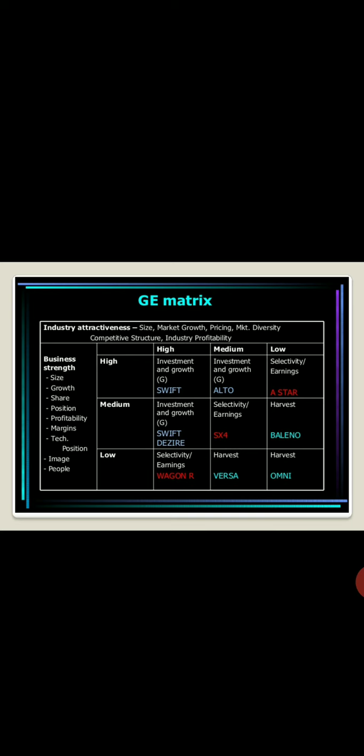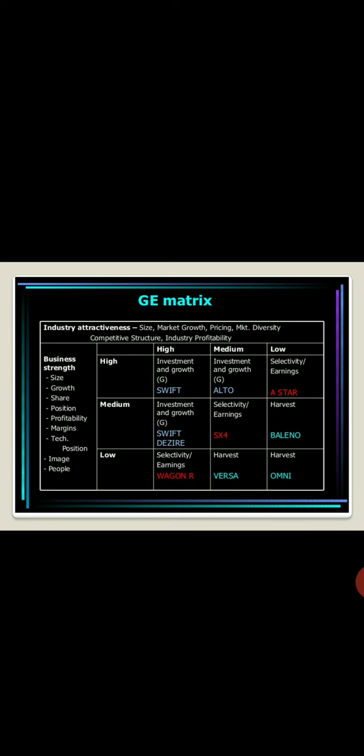So here it goes. In this model, your x-axis talks about the industry attractiveness and your y-axis is talking about the business strengths, with 3 different slots: high, medium, low. If we talk about the green zone, Swift, which is in the first column, has high industry attractiveness and high business unit strength.